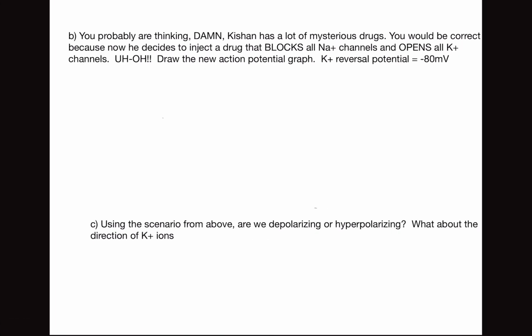You're probably thinking, damn, Keishan has a lot of mysterious drugs. You'll be correct, because now he decides to inject a drug that blocks all sodium channels and opens all potassium channels. Uh-oh. Draw the new action potential graph.